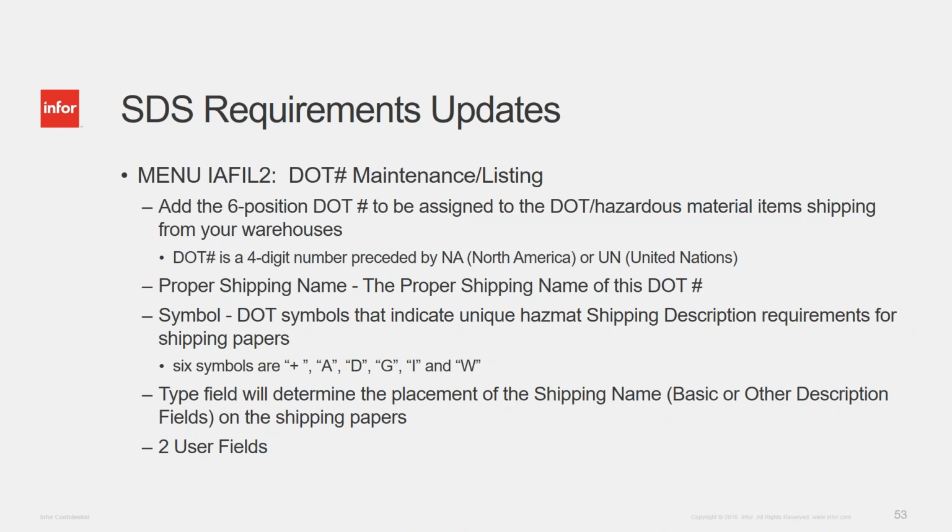There's a type field which will determine the placement of the shipping name. Is it basic or other description fields on the shipping papers? And there are 2 user fields just in case.